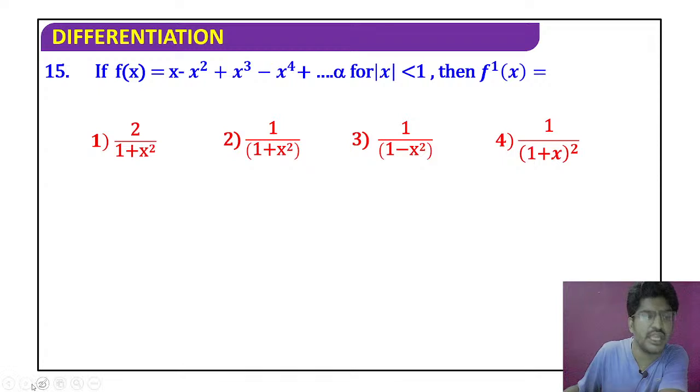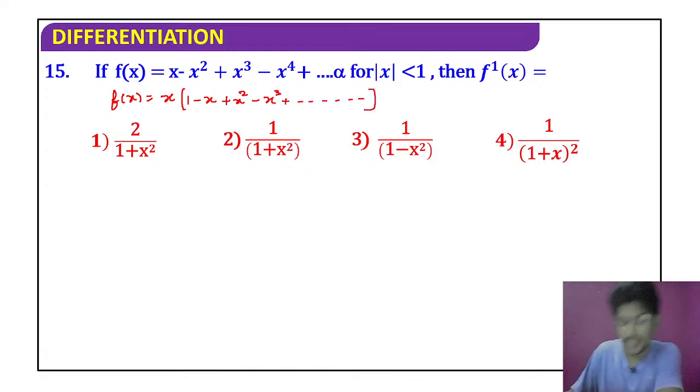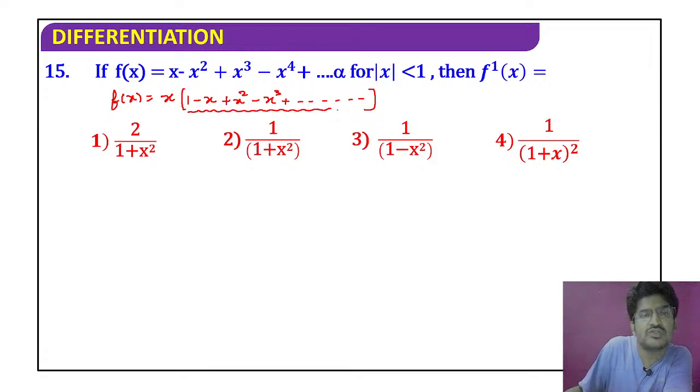I will give you some hints. Here, in f of x, I will take the x term as common, and the remaining terms will be 1 minus x plus x square minus x cube plus so on. Okay. Now you just see this: x into 1 minus x plus x square minus x cube plus so on. You need to solve this.